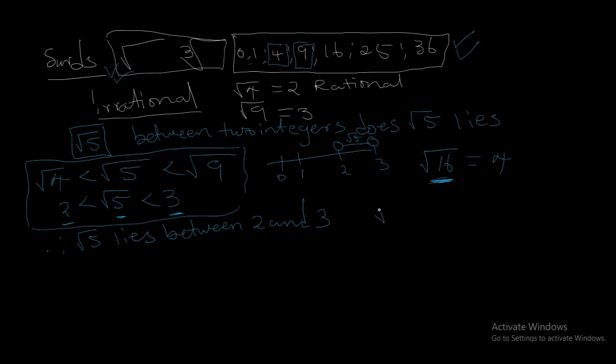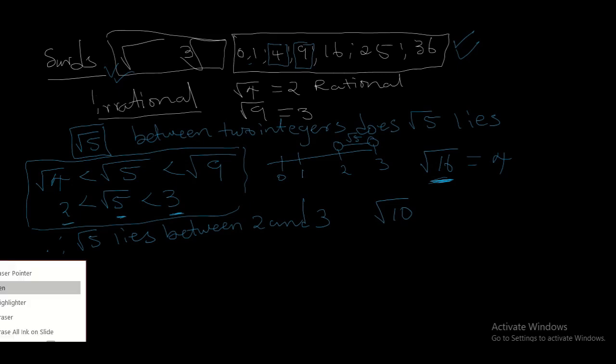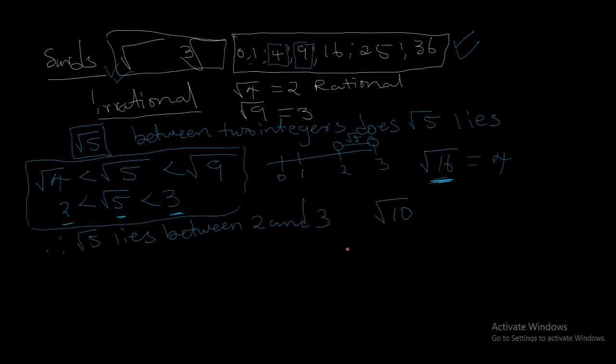Say, for example, you are given the square root of 10, and the question is still the same: between which two integers does the square root of 10 lie? This is how you do it. 10 is between 9 and 16. So you write the square root of 9, which is less than the square root of 10, which is less than the square root of 16. The square root of 9 is 3, and that's less than the square root of 10, which is also less than 4. So your answer: the square root of 10 lies between 3 and 4.